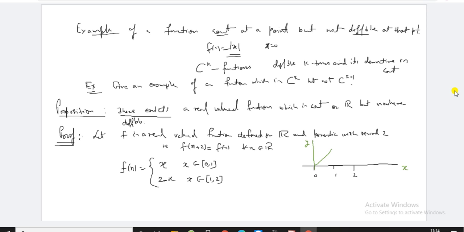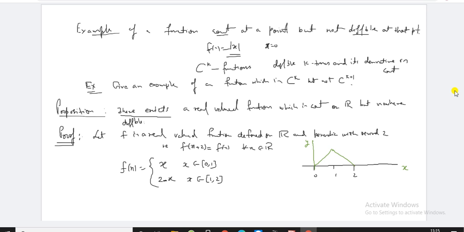But from 1 to 2, the graph is this straight line y is equal to 2 minus x. That is x plus y is equal to 2. So you can join the line segment for x equal to 1 and x equal to 2. So at x equal to 2 it is 0 and x equal to 1 it is 1. So you just join these 2 points to get the line segment joining these 2 points. So this is the graph of the function on the interval 0 to 2.